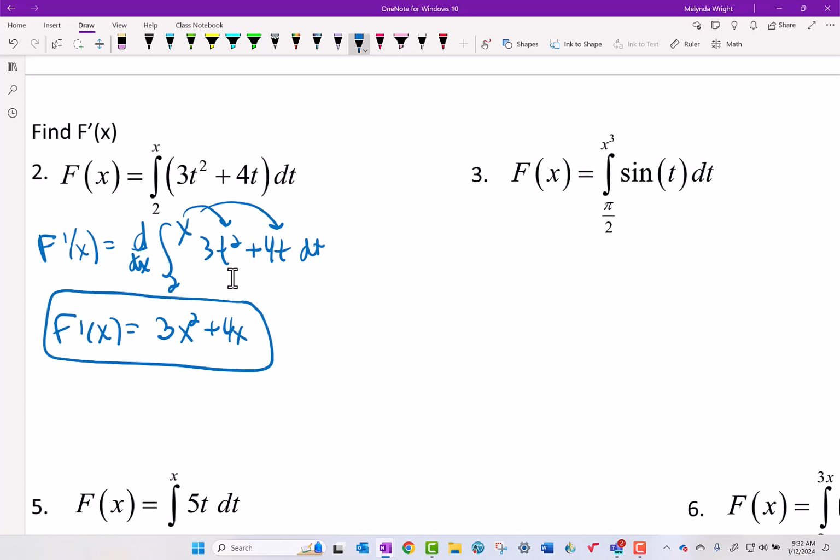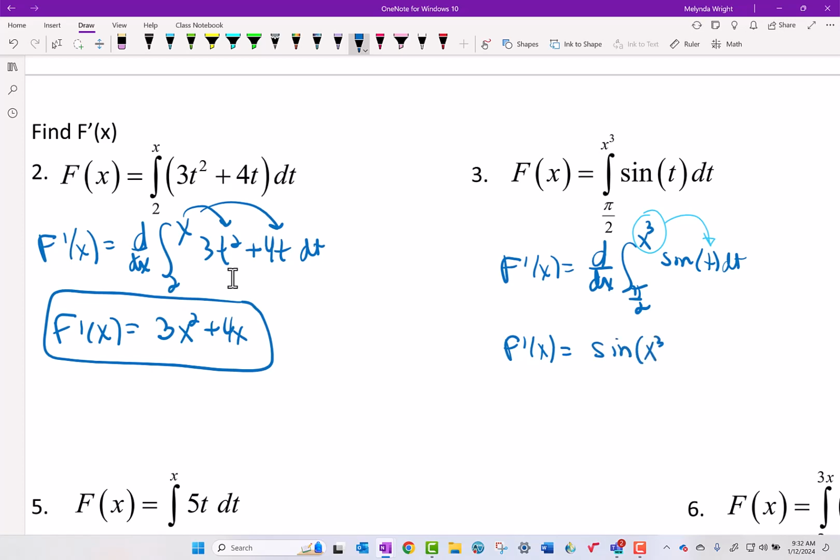So we still want F prime, so I take the derivative of both sides. F prime of x equals d/dx of the integral from pi over 2 to x cubed of sine of t dt. What are we going to do? We're going to take this x cubed and slide it wherever there's a t. We're going to put it right here. So we slide that in. So big F prime of x equals sine of x cubed.